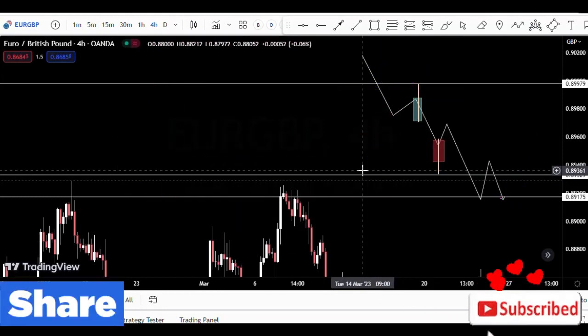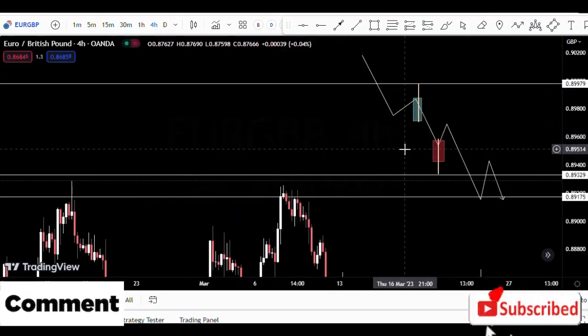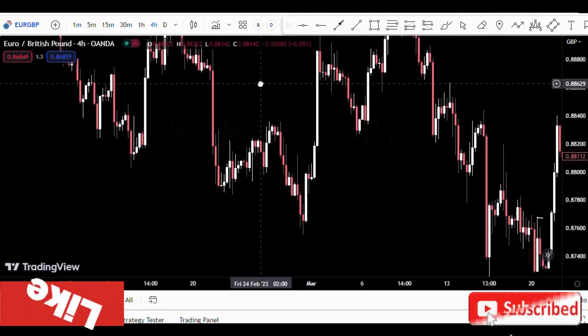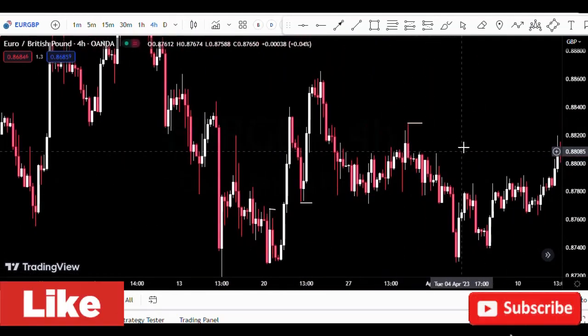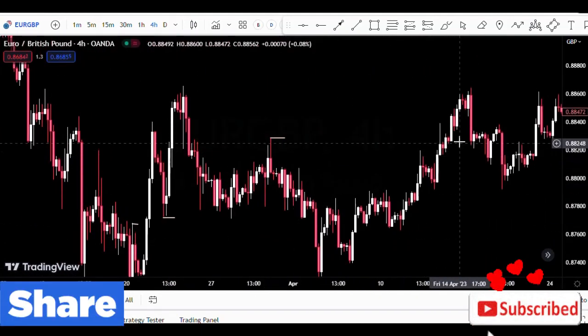So let's get straight into the charts and I'll show you a few examples. Now I just had to mark out all the zones, all right, so I can show you something. Now watch this, observe something, traders.